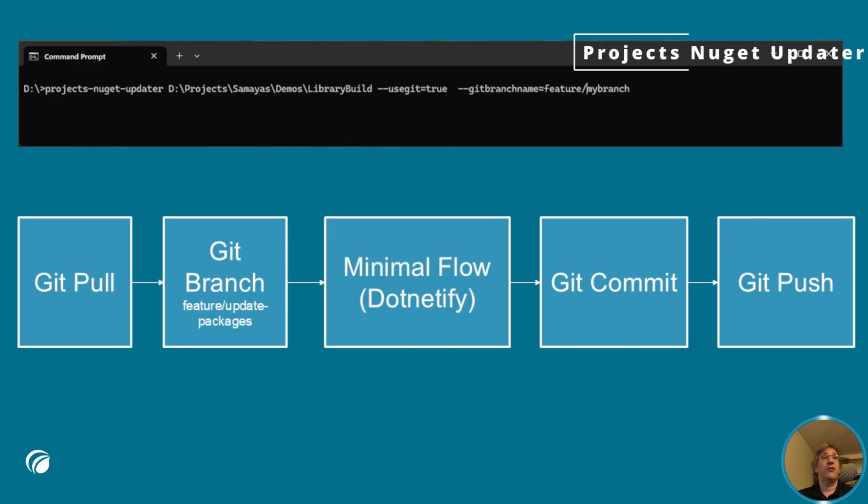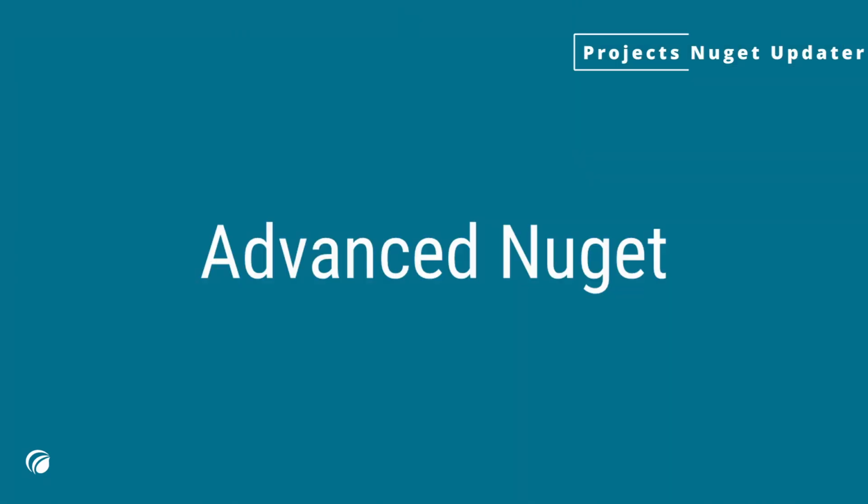When you enable a git commit, of course, the details will list each and every package per project which is updated. And then finally, if you disable the git commit, of course, out of the box, the git push will be disabled as well, since there's nothing to push.